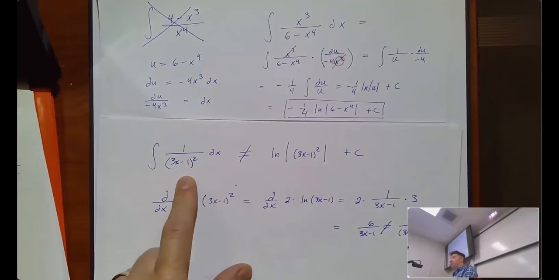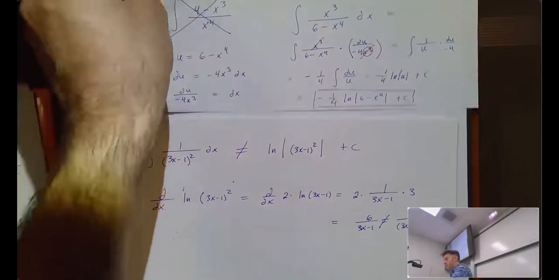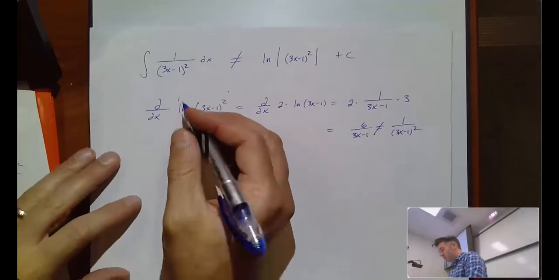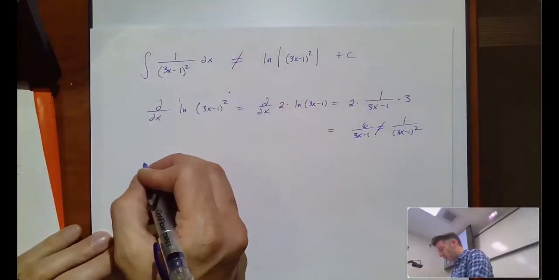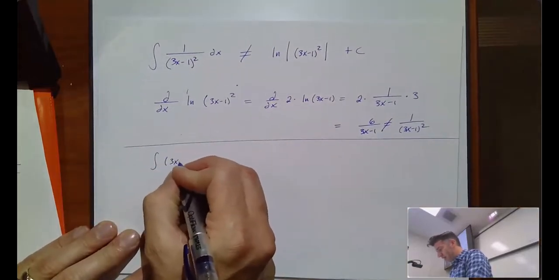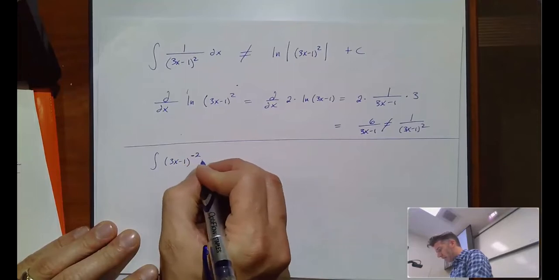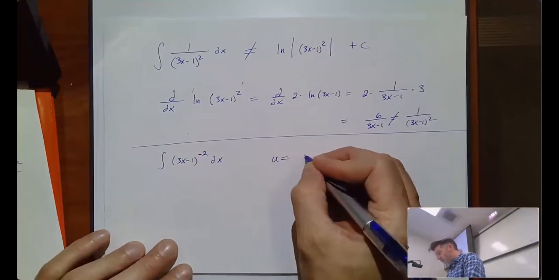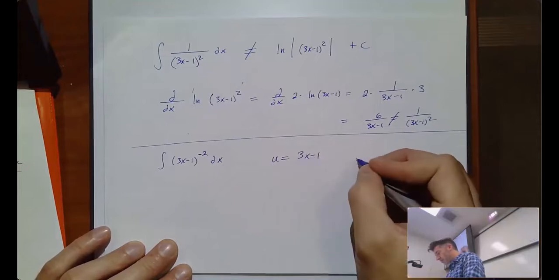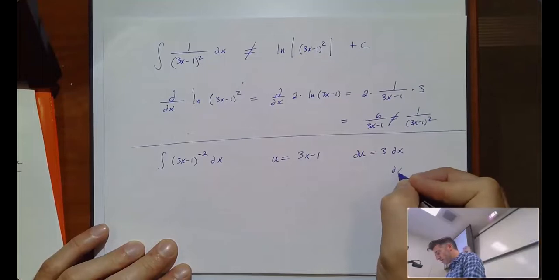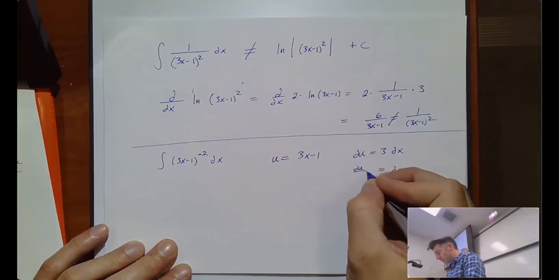To anti-differentiate this, you would just do a u substitution. You could probably get away without even doing the u substitution, but really to do something like this, you would say, oh, I'm going to rewrite this as 3x minus 1 to the negative second. And then I'm going to do a u sub. I'm going to let u equal the 3x minus 1. du is equal to 3 dx. So dx is du divided by 3.